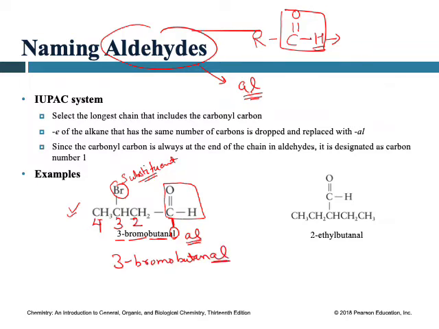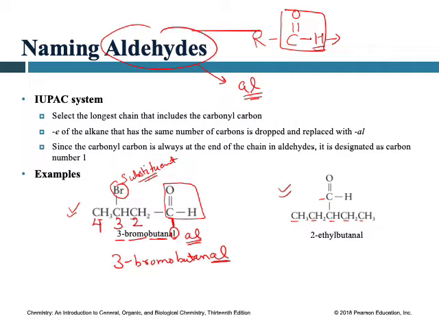Similarly, let's take this example. So we have 1, 2, 3, 4, 5, a total of 6 carbons, but we have to see how to figure out the parent chain. To make a parent chain, you have to include the carbon that belongs to the aldehyde in your parent chain. You have to give the preference to the aldehyde functional group.